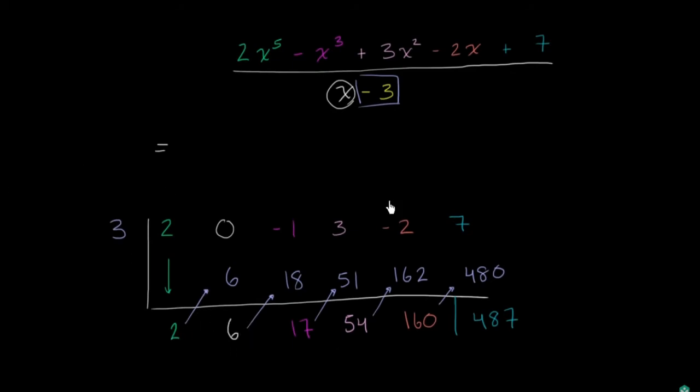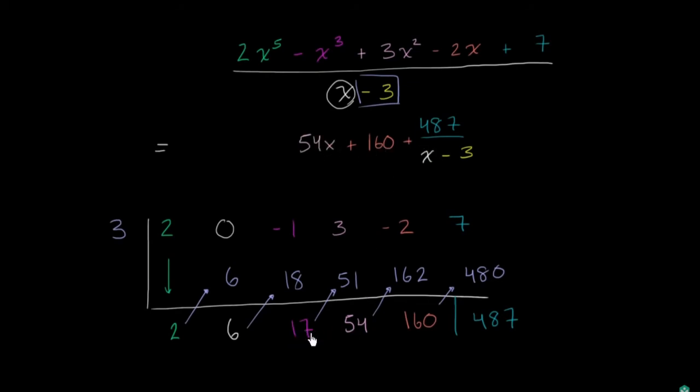It's going to be, and let me work backwards. So I'll start with our remainder. So our remainder is 487. It's going to be 487 over x minus 3. And so this is our constant term. And so you're going to have plus 160 plus 487 over x minus 3. Now this is our x term. So it's going to be 54x plus all of this.